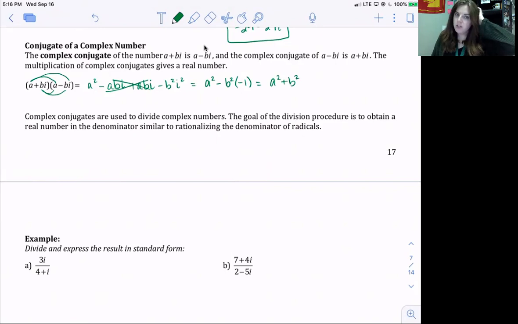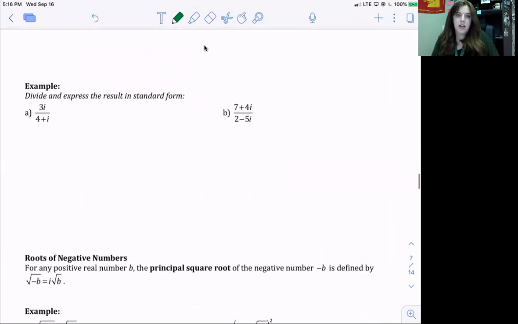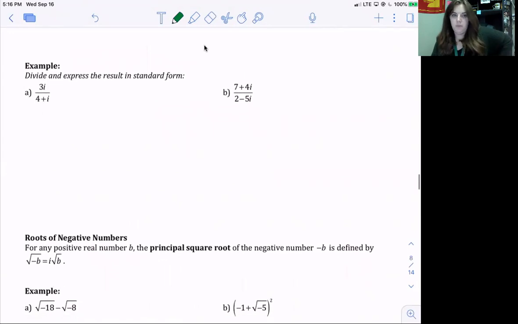So complex conjugates are used to divide complex numbers. The goal of the division procedure is to obtain a real number in the denominator, similar to rationalizing the denominator of radicals. So we're going to divide and express the result in standard form. So 3i divided by 4 plus i. To divide, we're going to actually multiply by the conjugate of the denominator. Here we have 4 plus i, so we're going to change the inside sign to 4 minus i.